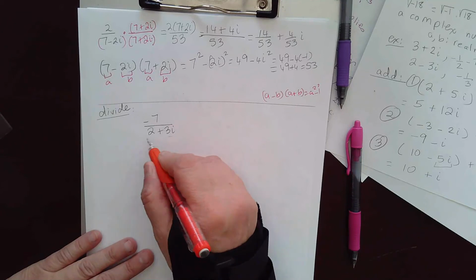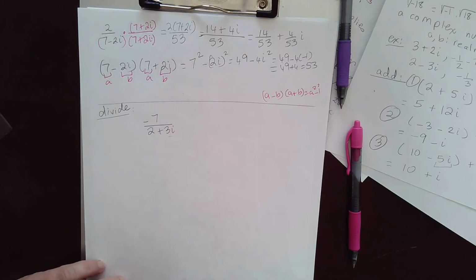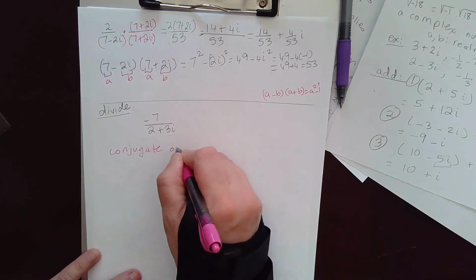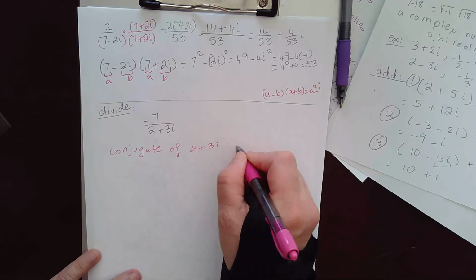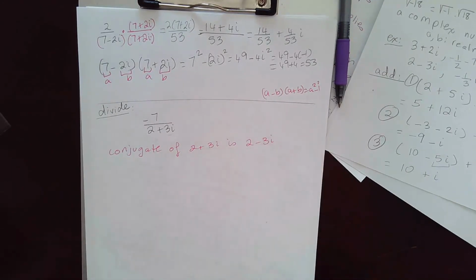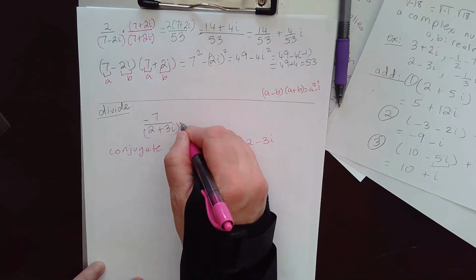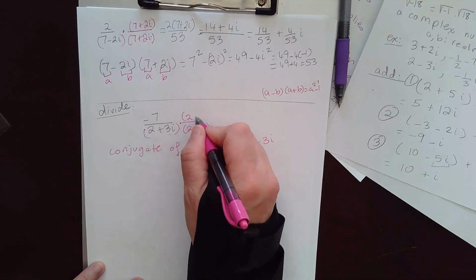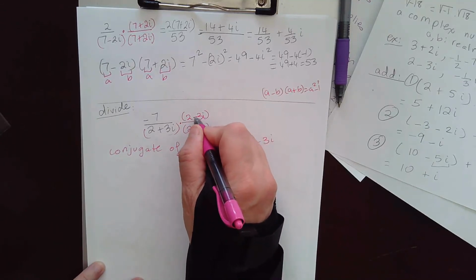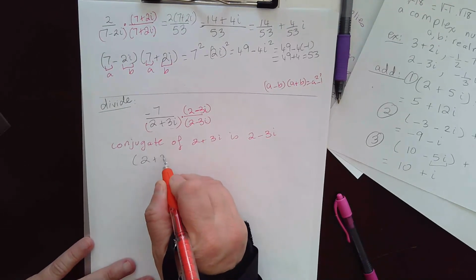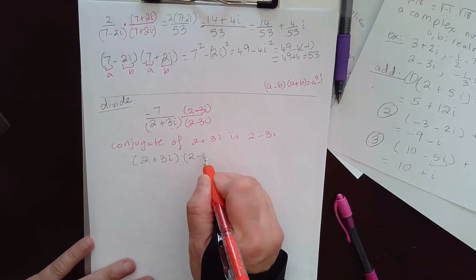Remember, these would be the same. The only thing is the opposite sign in the middle. So the conjugate of 2 plus 3i is 2 minus 3i. Remember that? So you multiply here by the conjugate. Why do I multiply by the conjugate again? So we can get rid of the i in the denominator. So 2 plus 3i times 2 minus 3i.